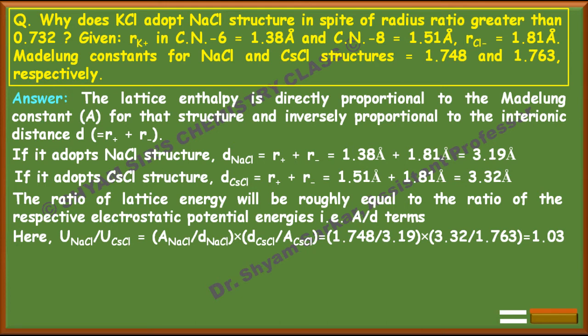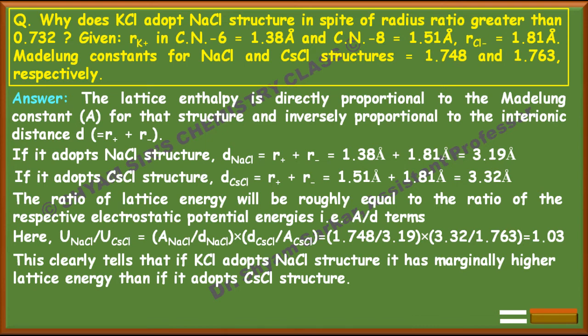So this shows the lattice energy for the NaCl structure would be marginally more stable compared to the cesium chloride structure. That's why KCl adopts the NaCl structure rather than the cesium chloride structure, because the ratio of lattice energy becomes more than 1 and it prefers the NaCl compared to the cesium chloride structure. So in this way you can solve this type of problem.